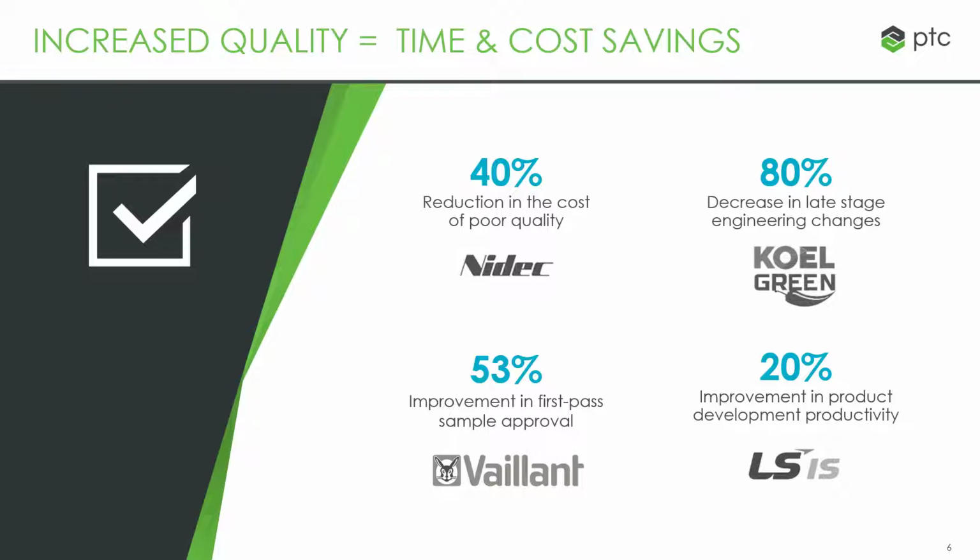As an example, Nidec Global Appliance realized a 40% reduction in the cost of poor quality by establishing a digital thread for their product design and development process. Cole Green realized an 80% decrease in late-stage engineering processes by better tying their information together. Vaillant saw a 53% improvement in first-pass yield, 16% reduction in rework, and 28% faster time to implement a change. Finally, LSI LED Lighting saw a 20% improvement in product development productivity, which enhanced their product quality.